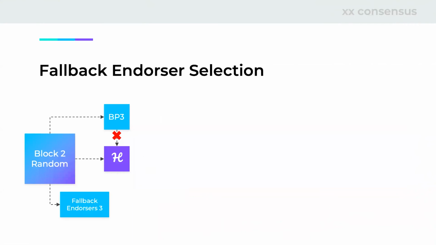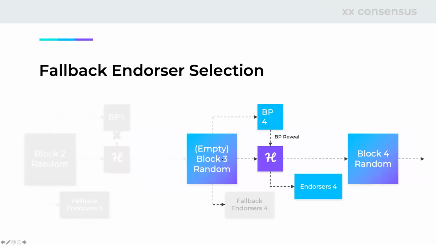basically using the same block as we selected the BP, we select the fallback endorsers. These fallback endorsers will then decide on an empty block for this round three, which just contains a new random value. And this value is simply the hash of the previous random value. And now, based on this fresh random value, we can proceed as normal and select a BP and fallback endorsers for round 4. We can see in this case that fallback endorsers stay dormant because the BP actually reveals its random value and consensus operates normally.